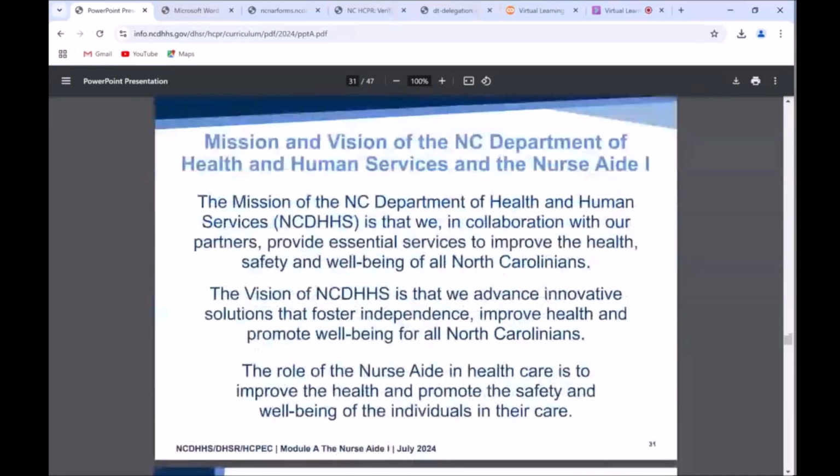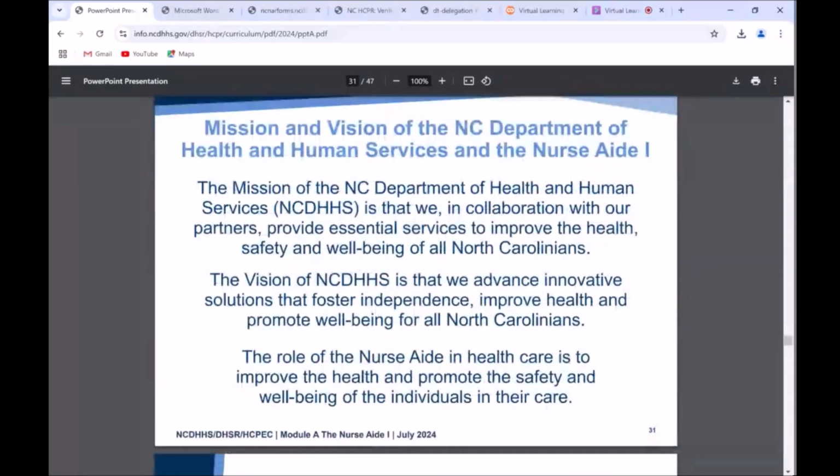All right, the mission of the North Carolina Department of Health and Human Services is that they, in collaboration with their partners, provide essential services to improve the health, safety, and well-being of all North Carolinians. And the vision is that they advance innovative solutions that foster independence, improve health, and promote the well-being of all North Carolinians. The role of the Nurse Aide 1 in healthcare is to improve the health and promote the safety and well-being of the individuals in their care.